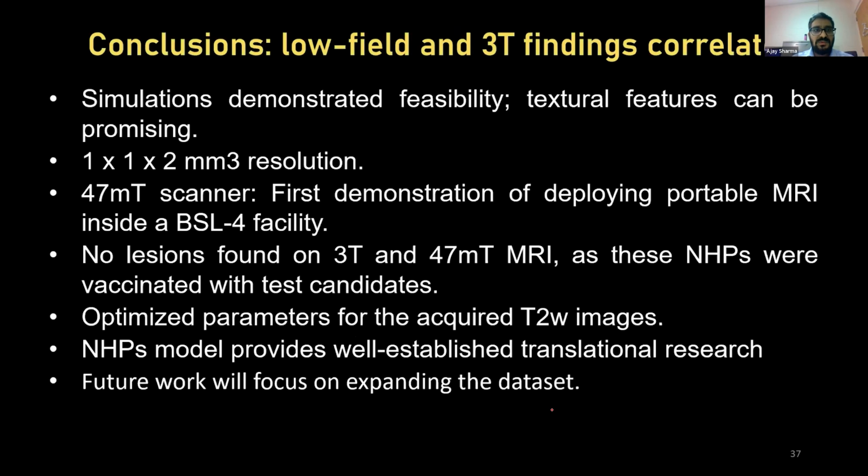So the main conclusions are that low field and 3T findings correlate. Simulations demonstrated the feasibility, however texture features can be more promising. We also found that with 1 by 2 mm we can see lesions in the simulated images, so that determines the feasibility. In future work we will focus on expanding the data sets and our models as well, and try to make sure there are no hallucinations or artifacts originating from the high field images.